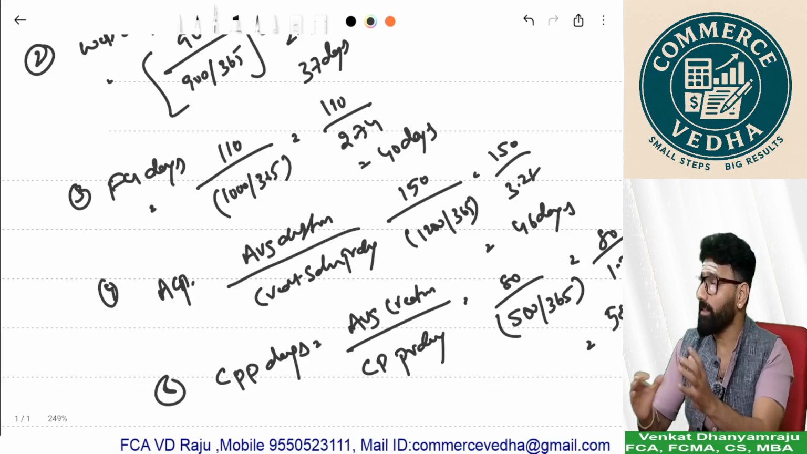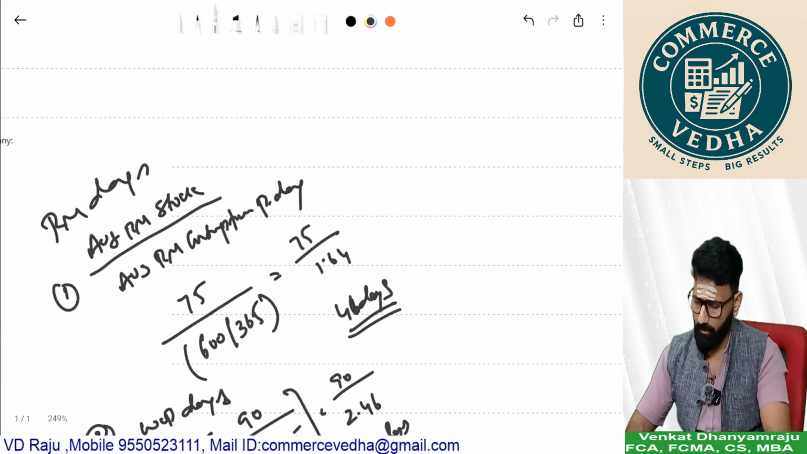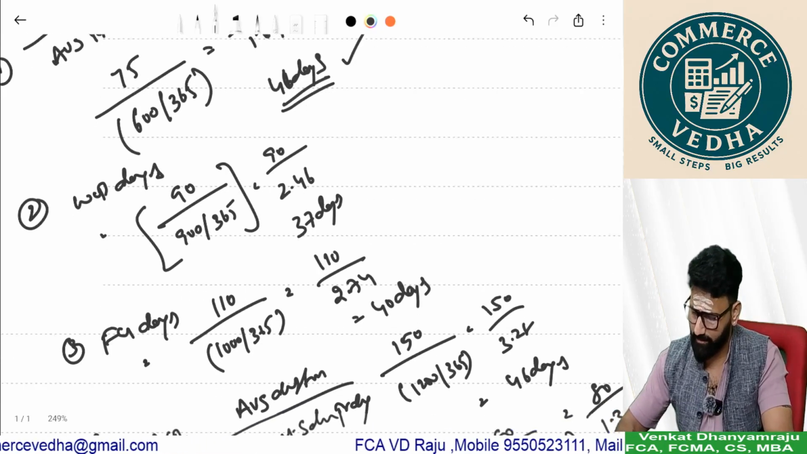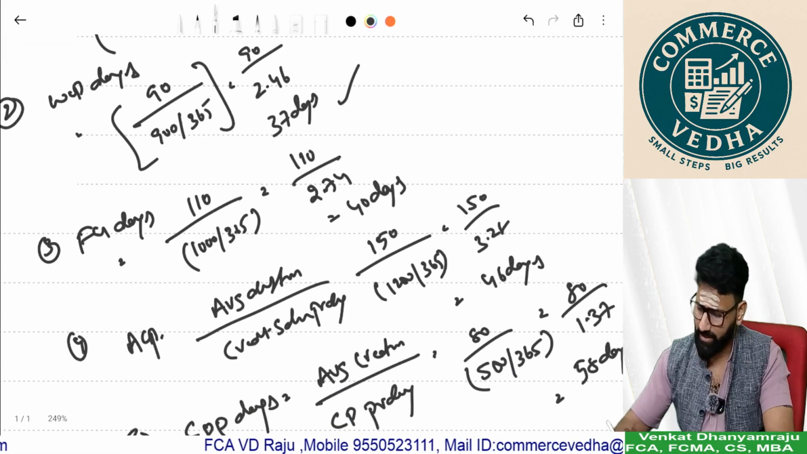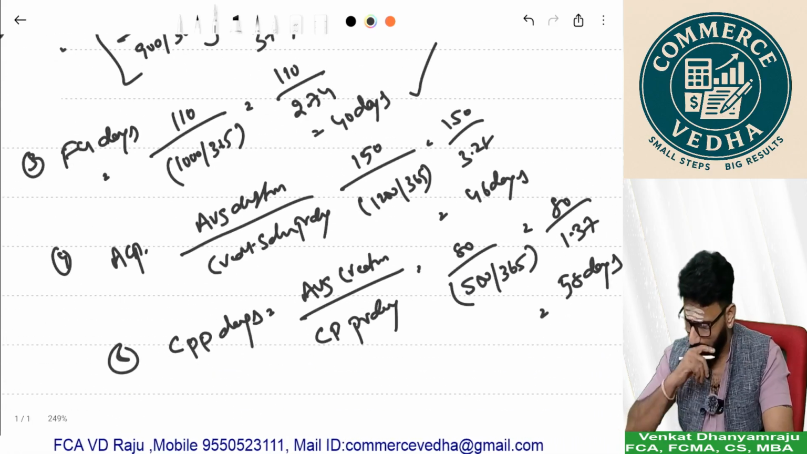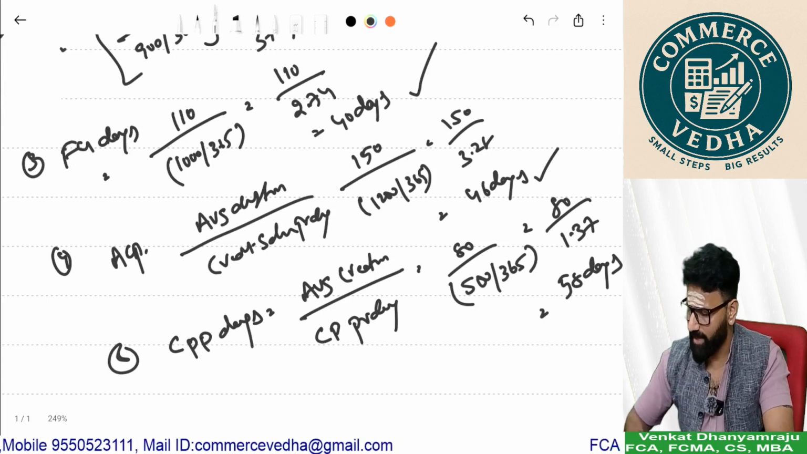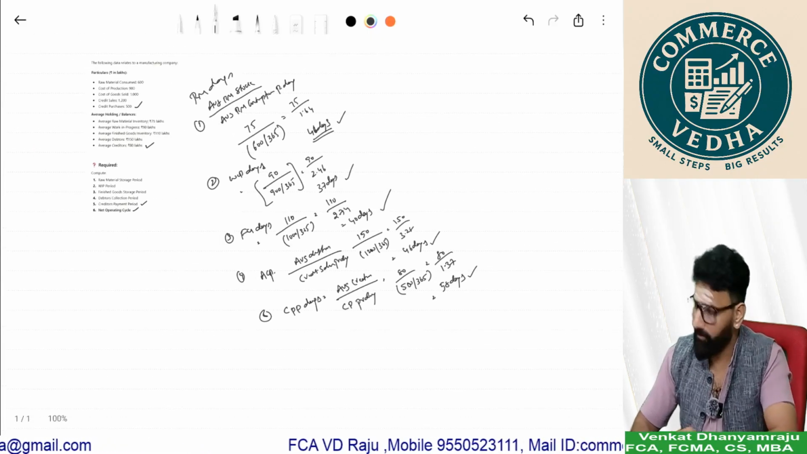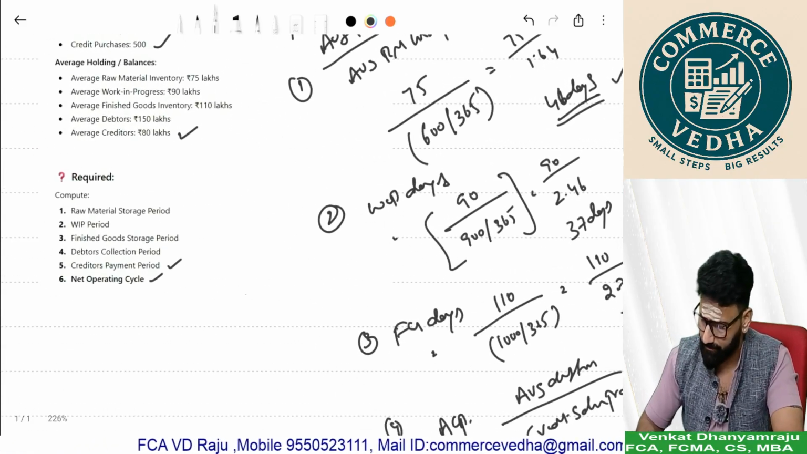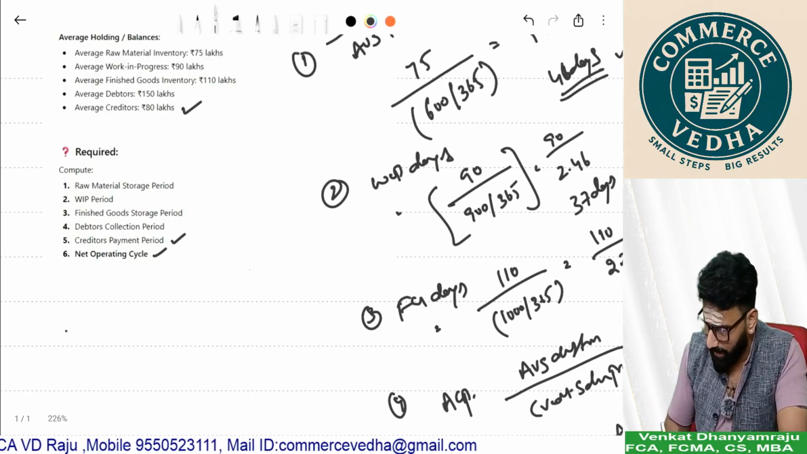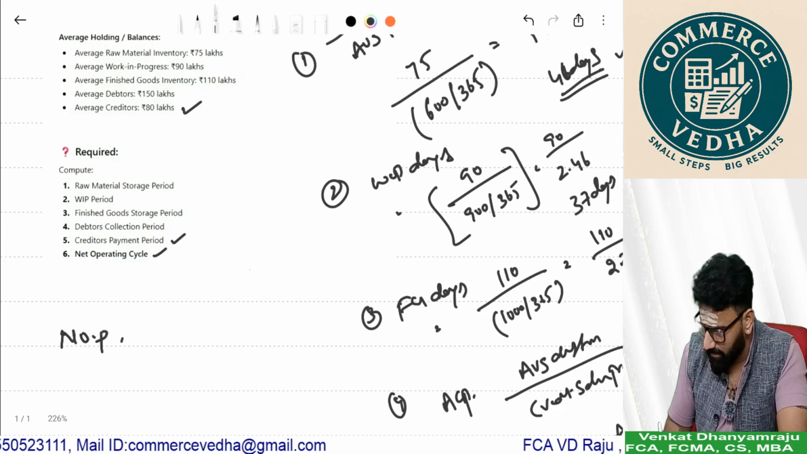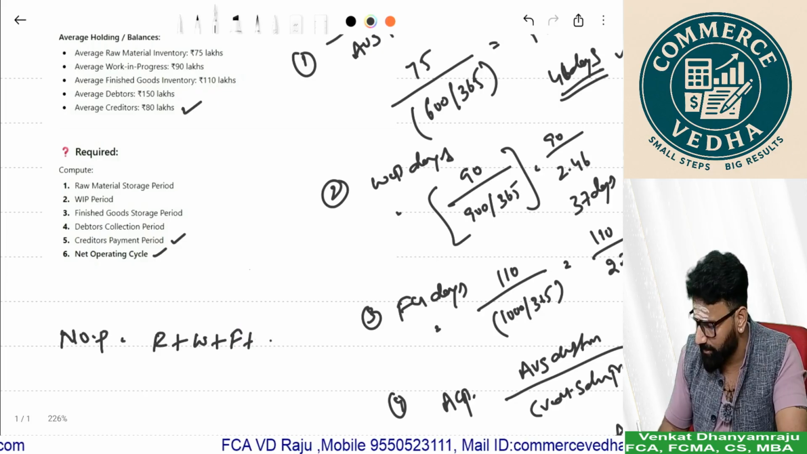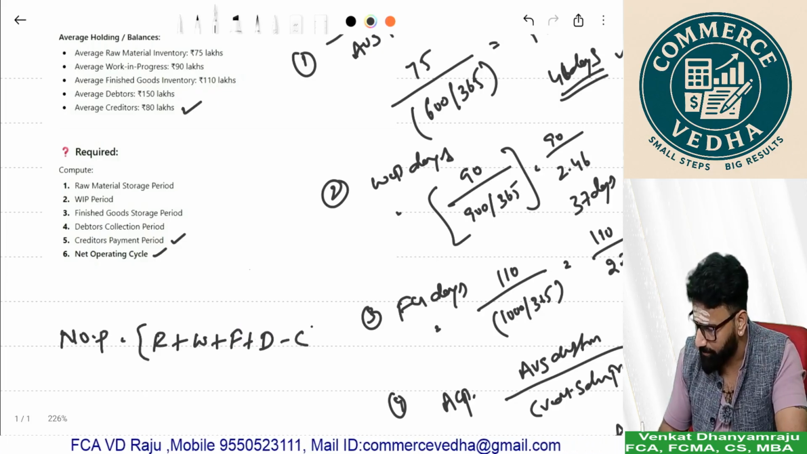Now you have all the data. You have raw material days 46, work in progress days 37, finished goods days of 40, collection period 46 days and payment period 58 days. So with this, we can compute the net operating cycle, which is raw material plus work in progress plus finished goods plus debtors minus creditors payment days.